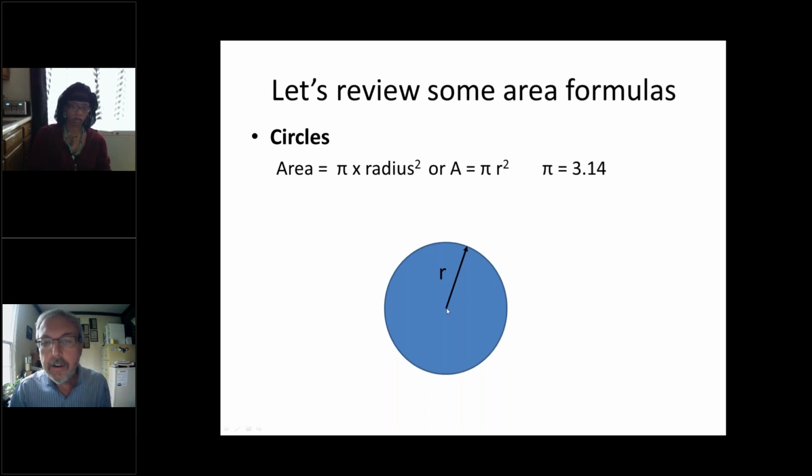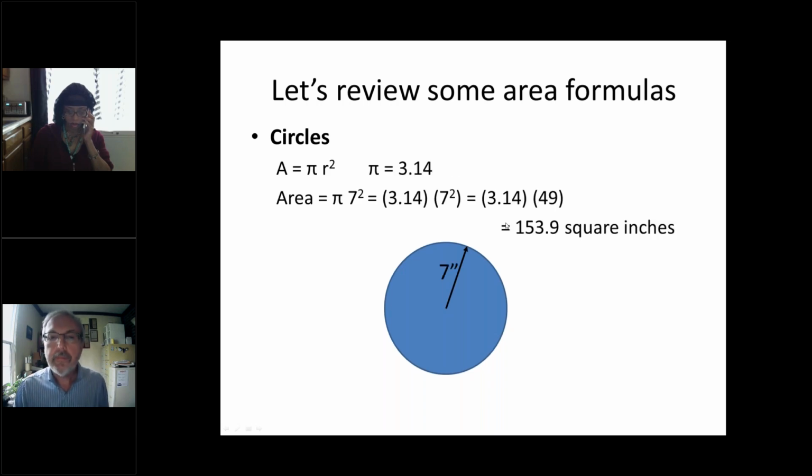the radius is the distance from the center to the outside edge of the circle. So that's from the center. Okay. And so from the center to the outside. Okay, so in this case, let's try it with a real problem. So let's say that the radius is 7 inches.